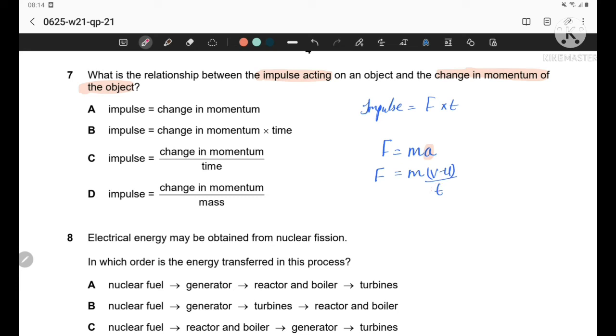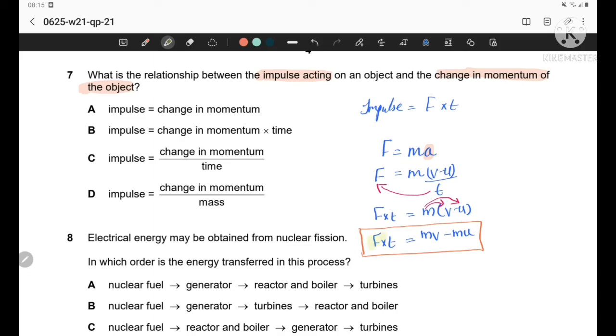Now I am going to take this t to the LHS. So we will get force times time is equal to m times (v minus u), that was at the RHS. And force times time is equal to, I can open the bracket, so I will get F times t is equal to mv minus mu. So we derived an equation, and this is the final equation.